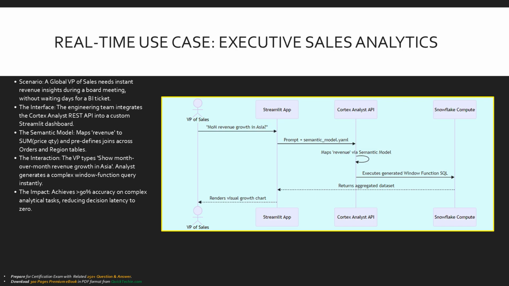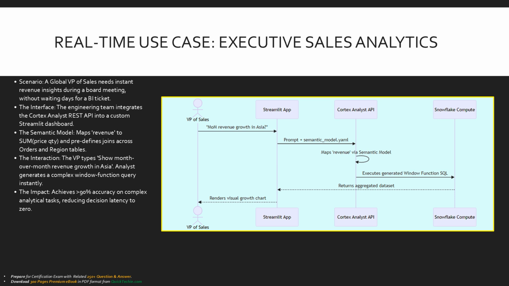Let's see this in a highly valuable, real-time use case. Imagine a global VP of sales is in a board meeting and needs instant insights into regional revenue drops. Normally, they would submit a BI ticket and wait days. Instead, your team has deployed a custom Streamlit dashboard powered by the Cortex Analyst REST API. Behind the scenes, you've built a robust semantic model that maps the word revenue to a specific calculation and explicitly defines the joins between the orders and regions tables.